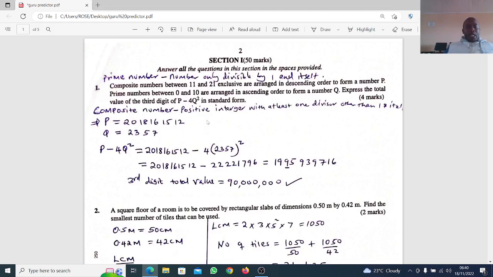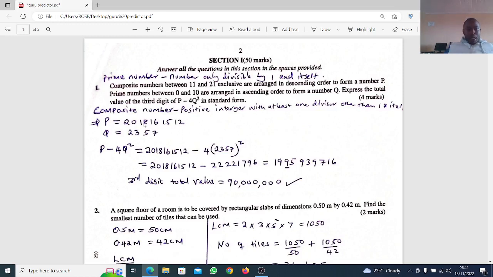For instance, between 11 and 21, if we start in descending order from the largest down to 11, we start with 20, since 21 is exclusive. 20 is a composite number because it has more than one divisor apart from itself and 1, like 4, 5, 2, 10, and so many of them. 19 is not a composite number because, apart from 19 itself and 1, there is no other divisor for 19.